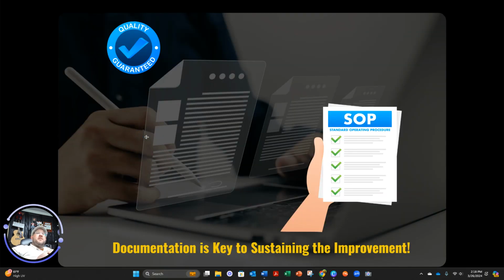In the control phase, there's one thing I want to note. Documentation is key to sustaining the improvement. When you document the successes or defaults of a process, you can create awareness about it, and so implementing that into your standard operating procedure. And we'll talk about that throughout the course.